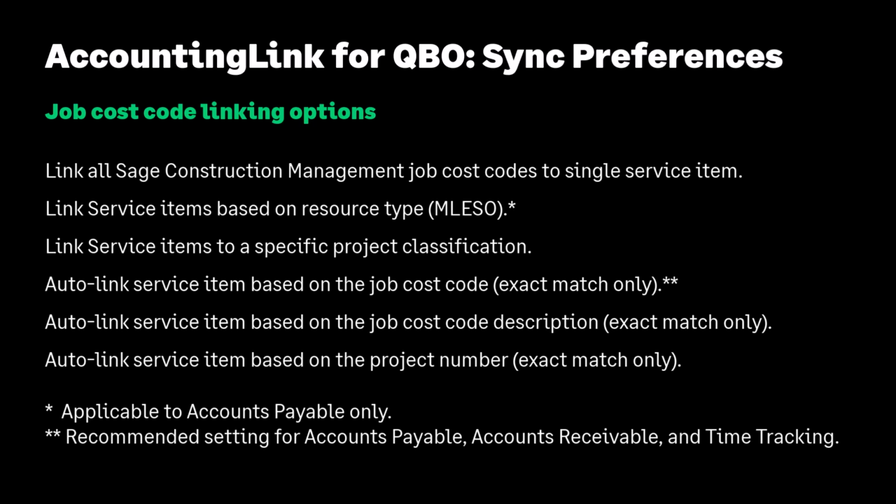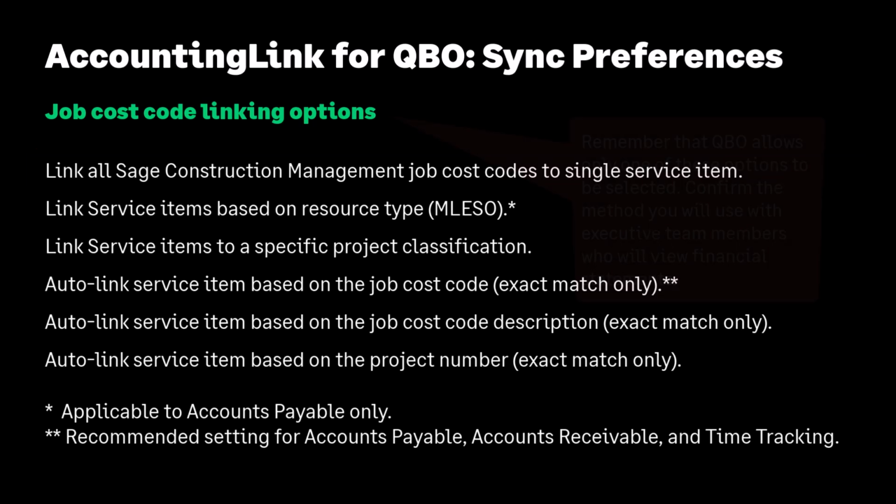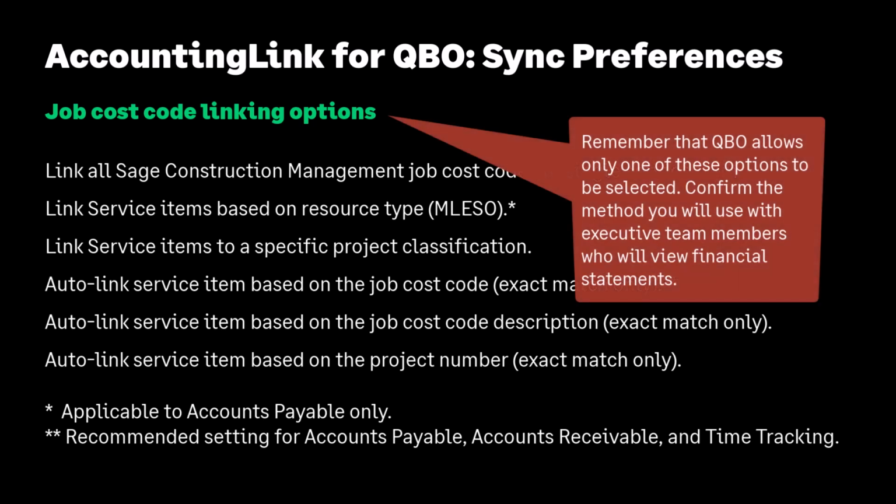Finally, the most simple method is to link all CoreCon job cost codes to a single service item, where the single service item has 2 GL accounts. One is posting revenue, the other simply to one cost of goods sold GL account. Remember, when selecting from this list, you only have one option when it comes to service items.